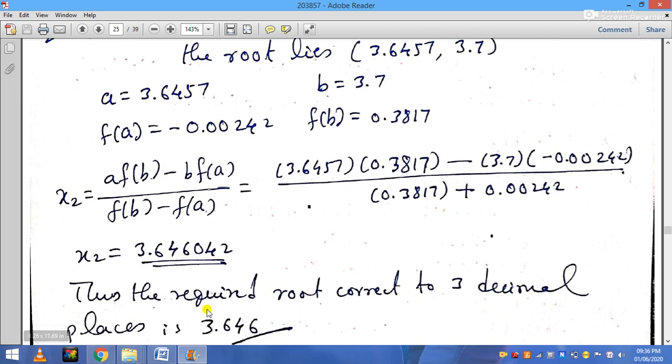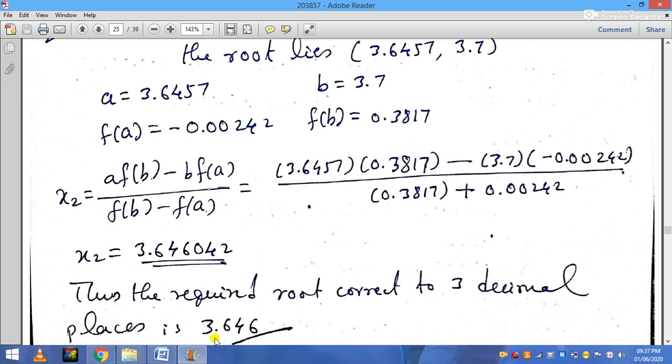Therefore the required root correct to 3 decimal places is 3.646. If the first and second iterations are not nearly the same, then find one more iteration, that is the third iteration, then compare with the second iteration. Here the first and second iterations are nearly the same, therefore the root of the equation is 3.646. So this is a solution for the regula falsi method.